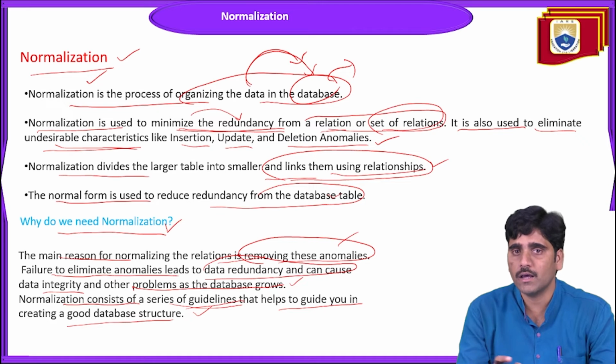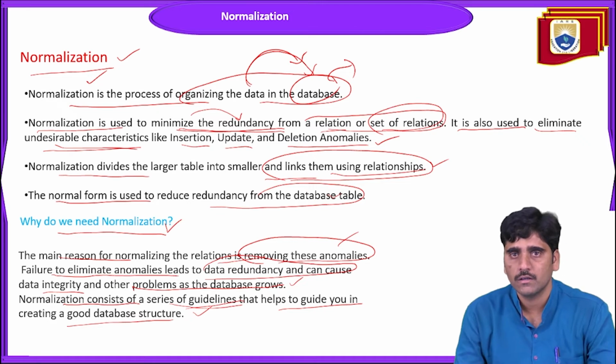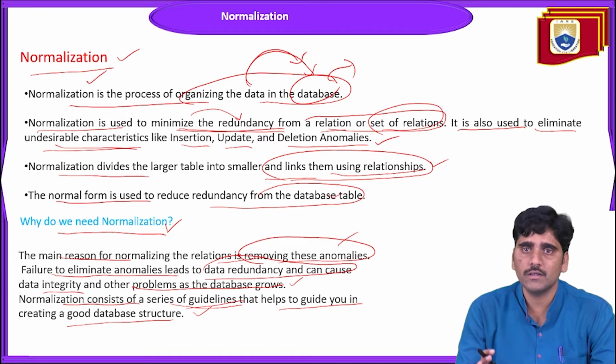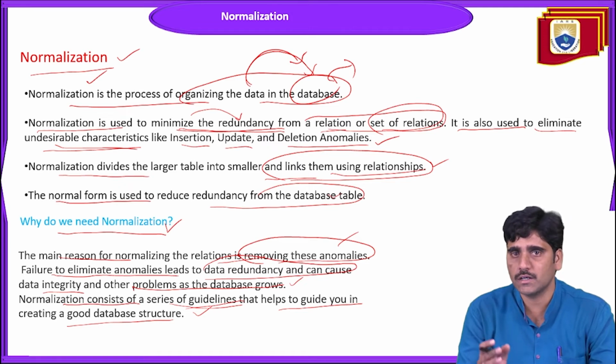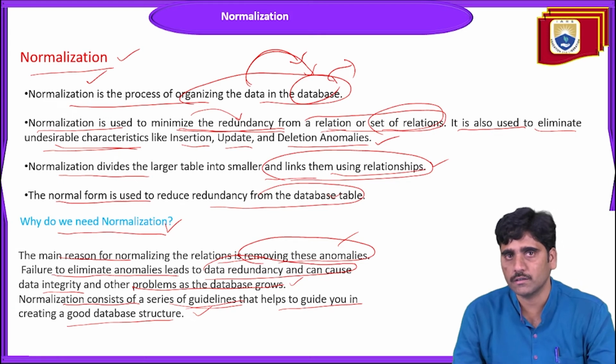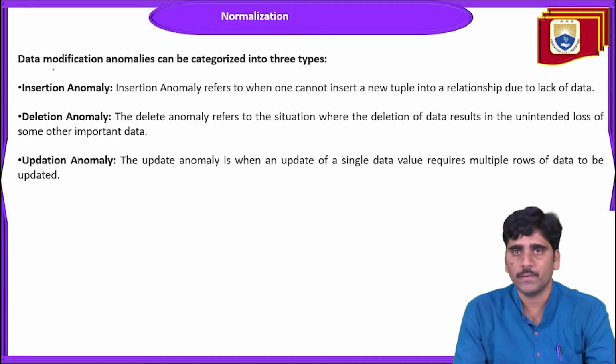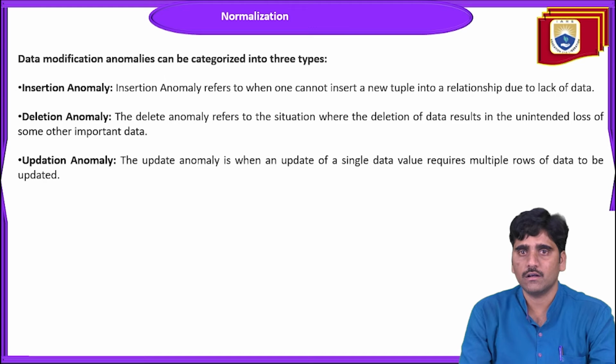Otherwise, anomalies or redundancy problems will occur. If the structure of the database is very good, then the insertion and deletion anomalies will be minimized. So to reduce those anomalies and integrity problems, we are going to use the concept of normalization. What are the different types of anomalies that happen without normalization?